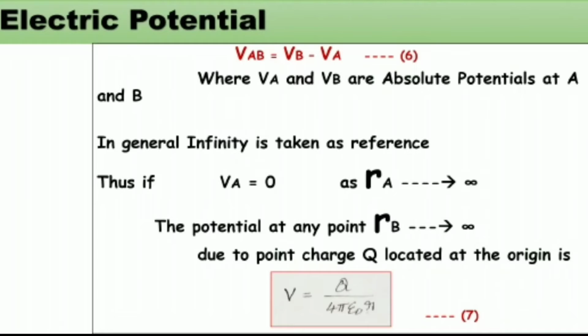Now let us consider some conditions. In general, infinity is taken as reference. So if VA is equal to 0, that means absolute potential at point A is equal to 0 as RA tends to infinity. That means at a point tending to infinity, potential at that point is equal to 0. So the potential at any point RB due to a point charge Q located at the origin is V is equal to Q divided by 4 pi epsilon naught into R, our seventh equation.